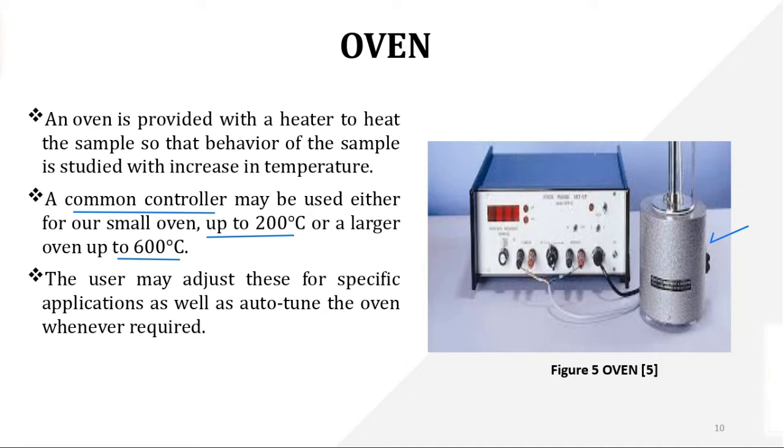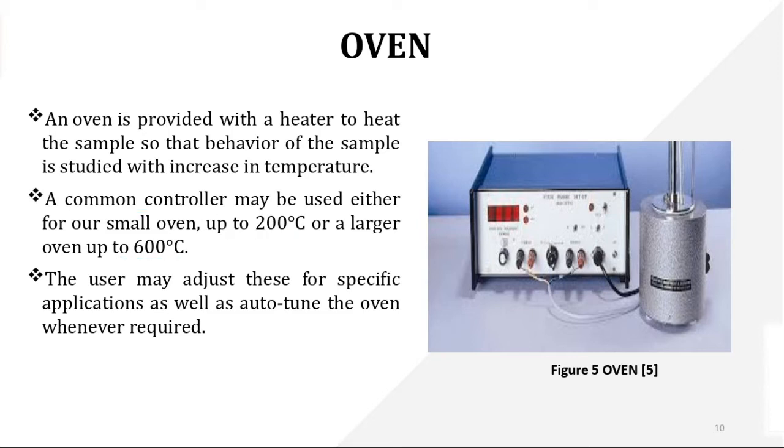In case of 200, the temperature will go up to 200 degrees Celsius, and with 600 the temperature will go up to 600 degrees Celsius. So these are some controllers we are using for the range of the oven. You can use any range that you want, up to 200 degrees Celsius or up to 600 degrees Celsius. And this oven is used to heat the sample.